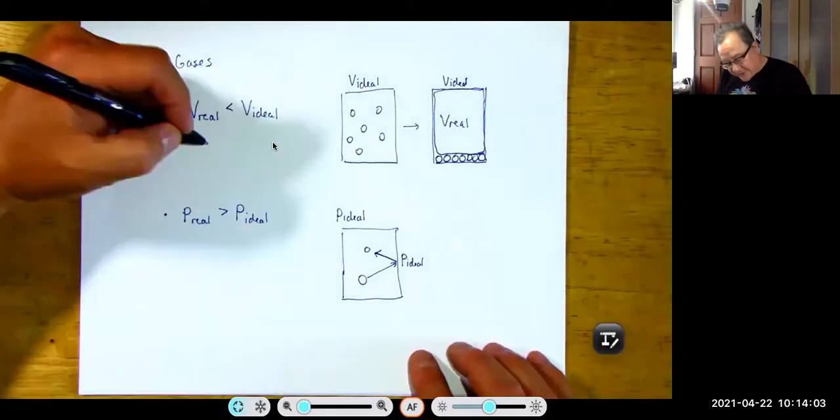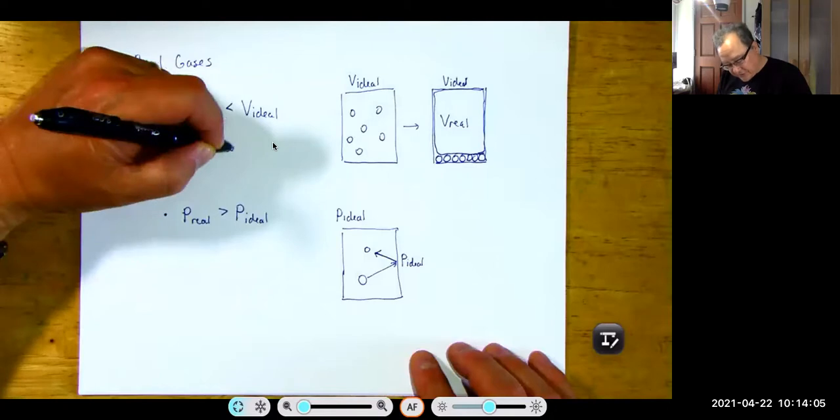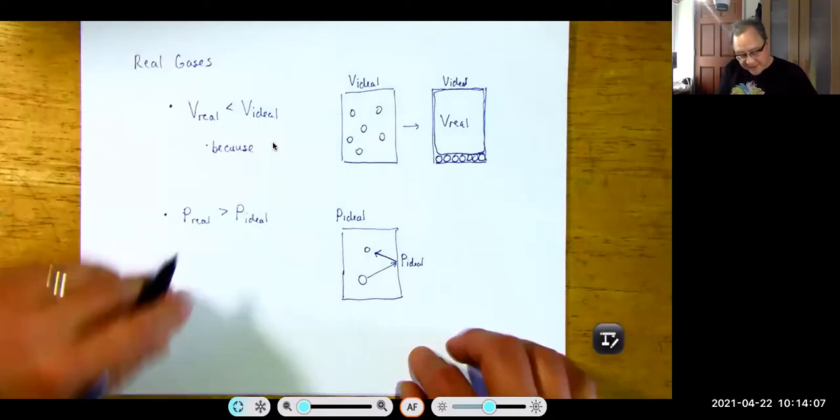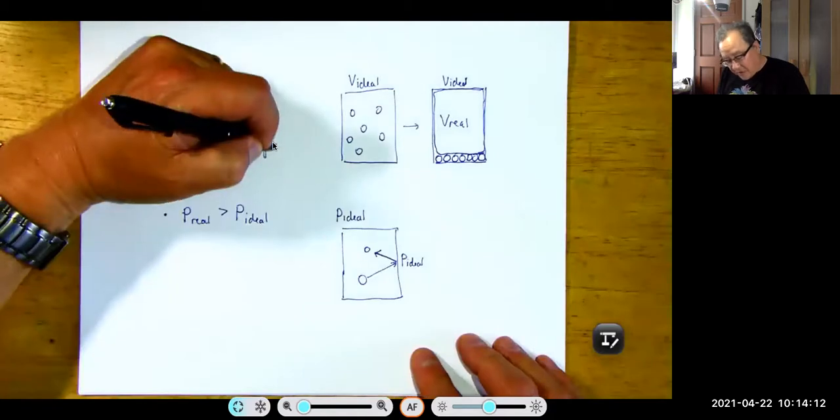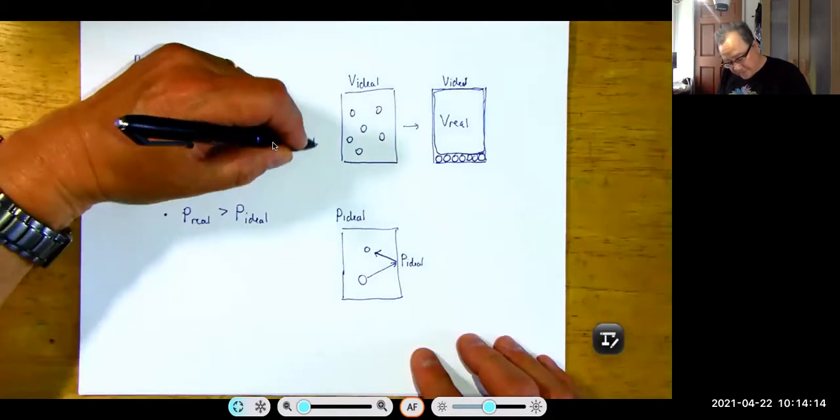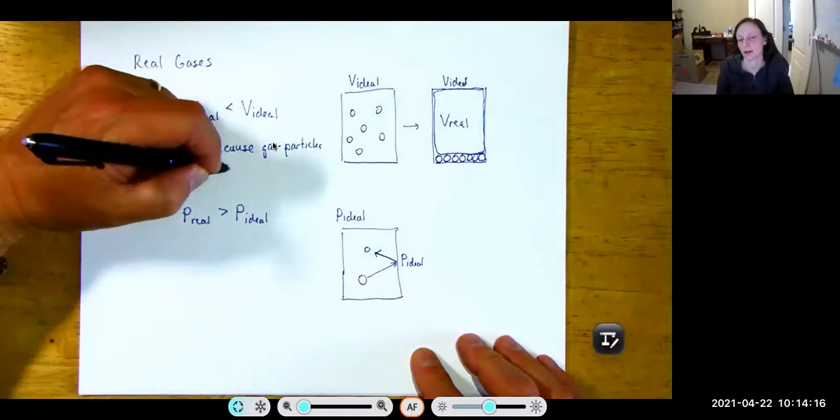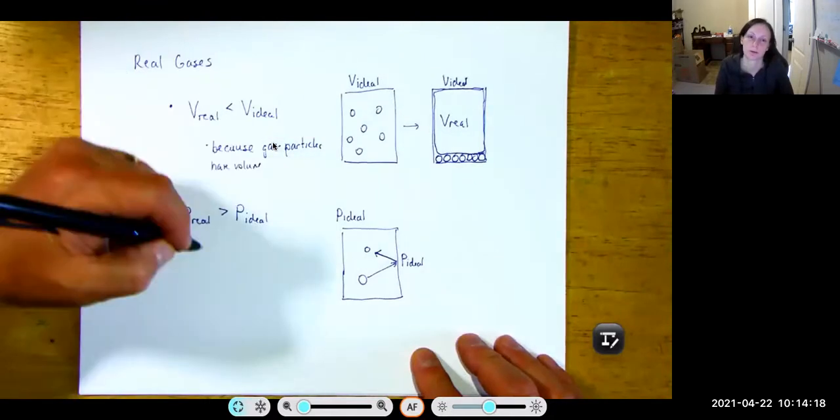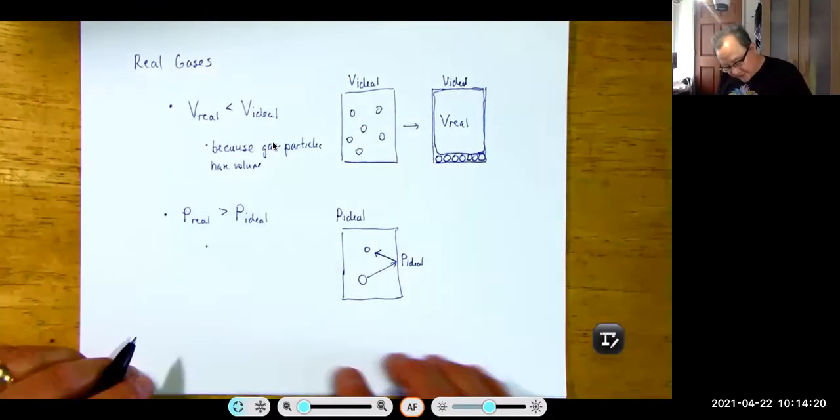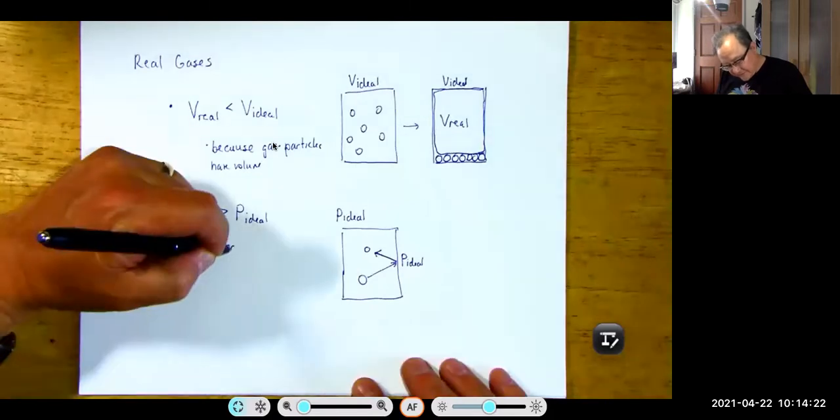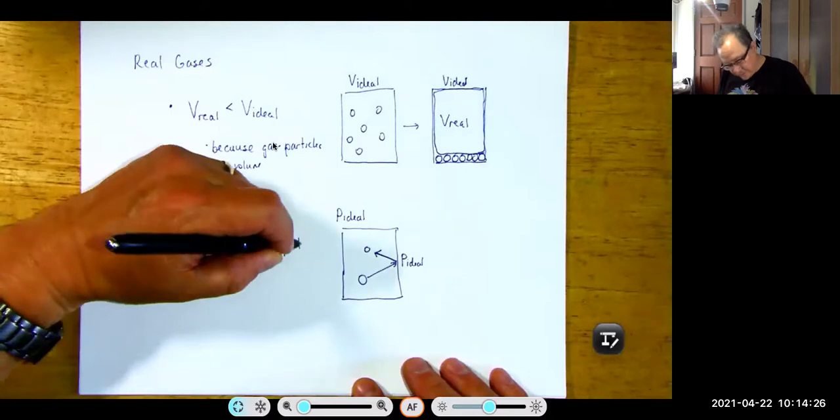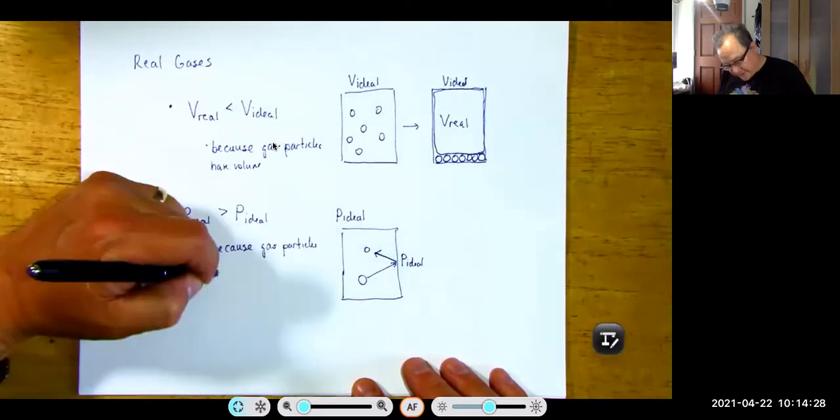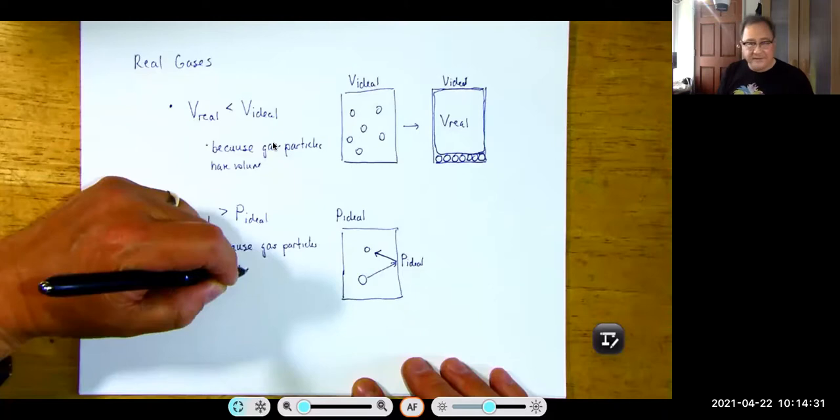Okay, so here the idea is that this is because gas particles have volume. So it's taking account of the volume of that particle. And this is because gas particles are sticky. They stick together.